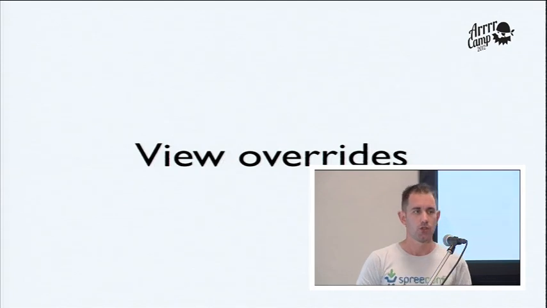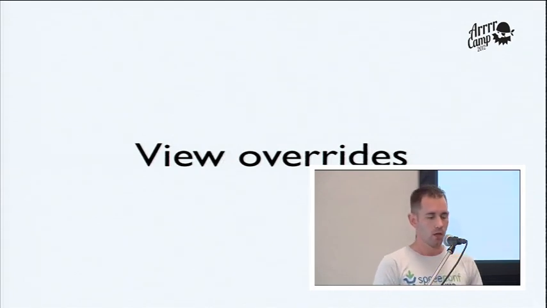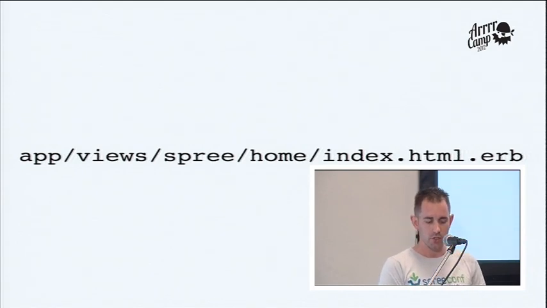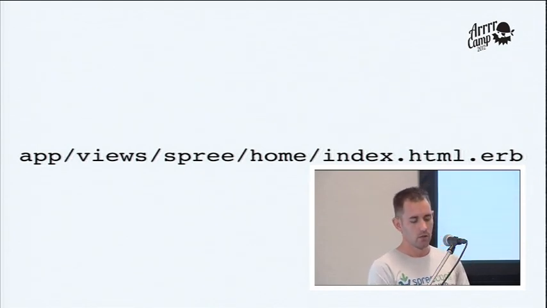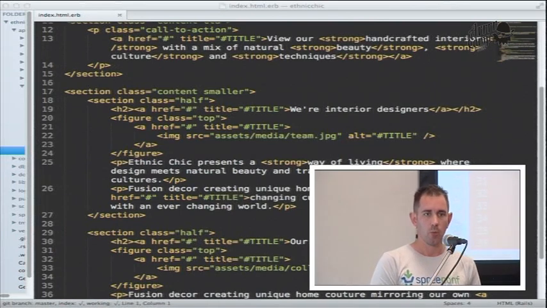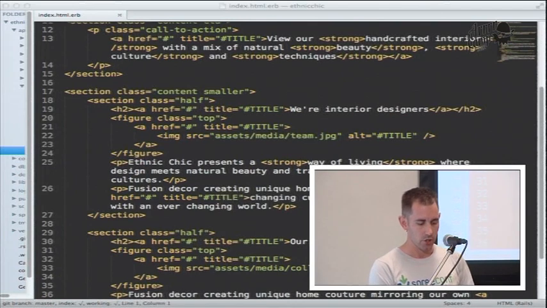But sometimes you just want to override the complete view. And to do that, you just need to override the virtual path in your app. So if you create an app view spree home index html.erb, the application always wins in render order. This is just a snippet of the homepage that I've created for the ethnic chic sample that I just showed you. My rule of thumb is if you don't use any default Spree views, so you actually override the complete view, don't use Deface. It just adds an extra layer, and it doesn't add anything.